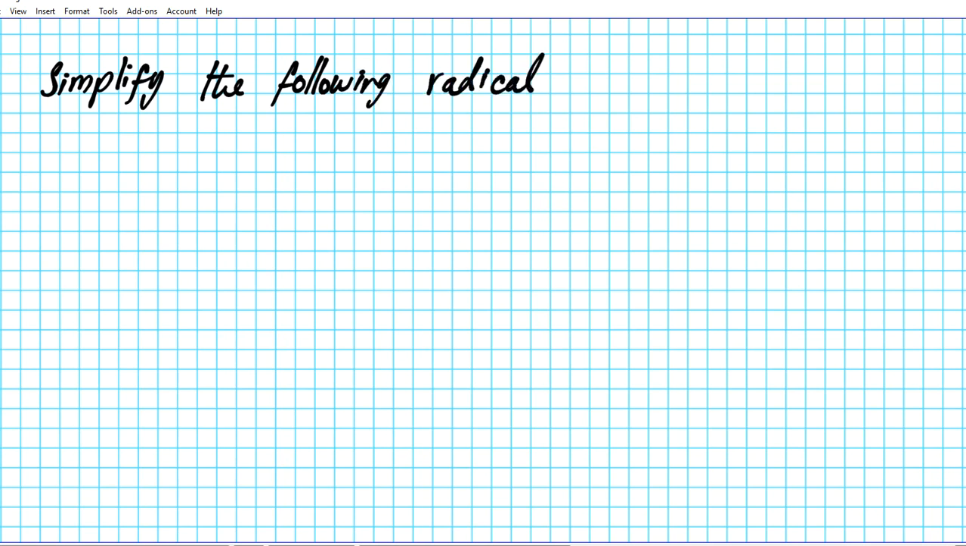Now let's take a look at some examples. The task is to simplify the following radical expressions. Problem number 1. Let's say you have the radical, the square root of 24ab. Alright, let's go ahead and do that.